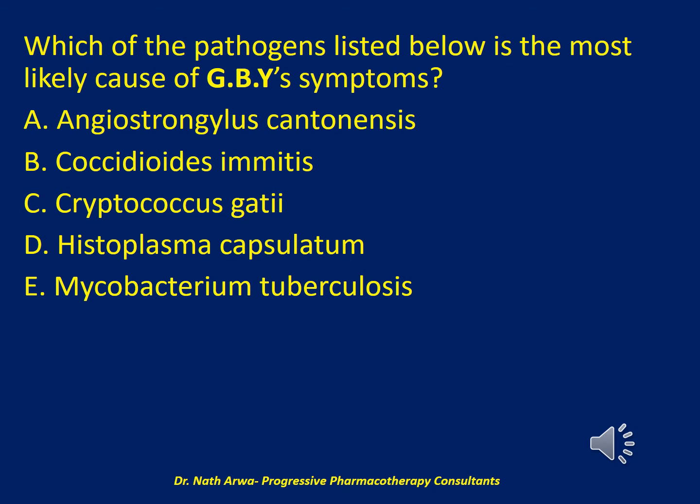Is it A. Angiostrongylus cantonensis, or B. Coccidioides immitis, or C. Cryptococcus gattii, or D. Histoplasma capsulatum, or is it E. Mycobacterium tuberculosis? I will give you 10 seconds to choose the correct answer to this question from the listed options.